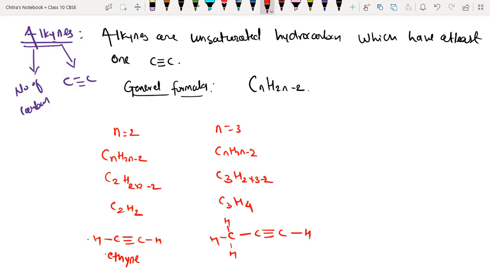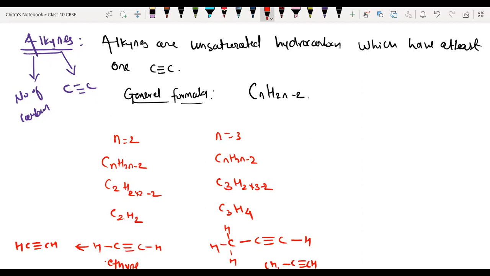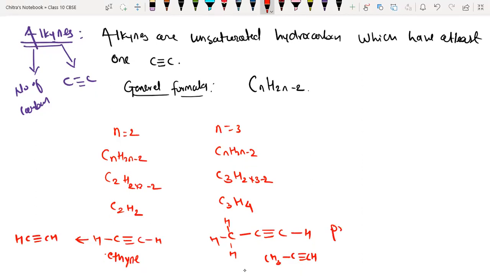We can write that formula as HC triple bond C-CH3, like this, propyne. Again here we have 3 carbons. For 3 carbons we are using prop, and for the triple bond we are using YNE. So its name is propyne. If you take 4 carbons, you will get butyne, pentyne, etc. So this is all about the alkynes. Take a screenshot.